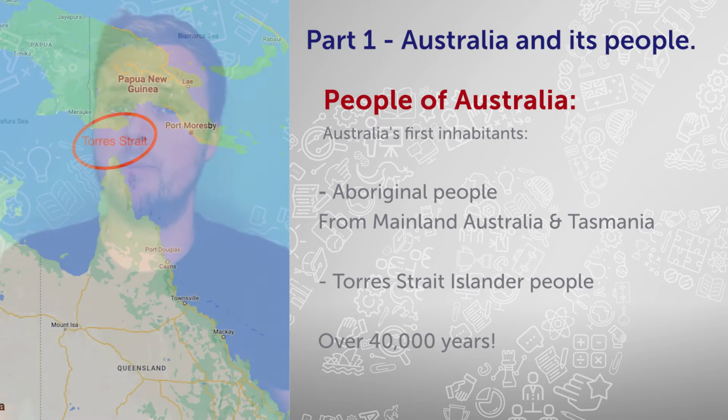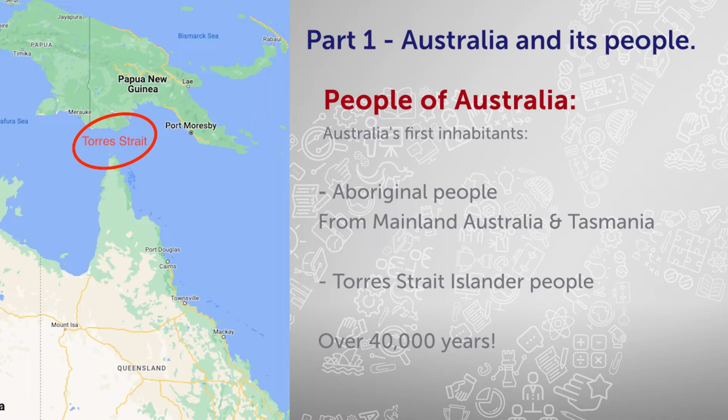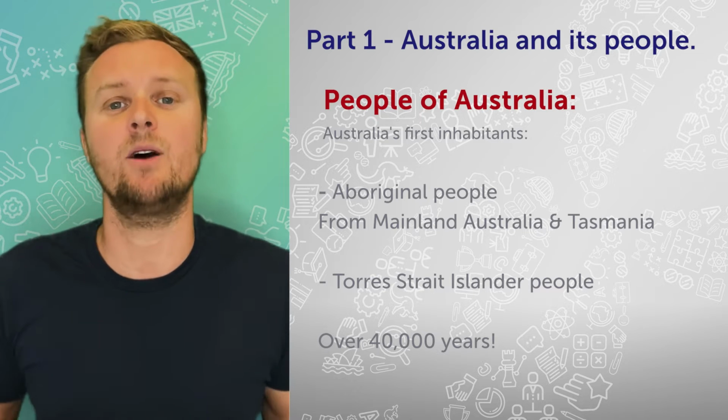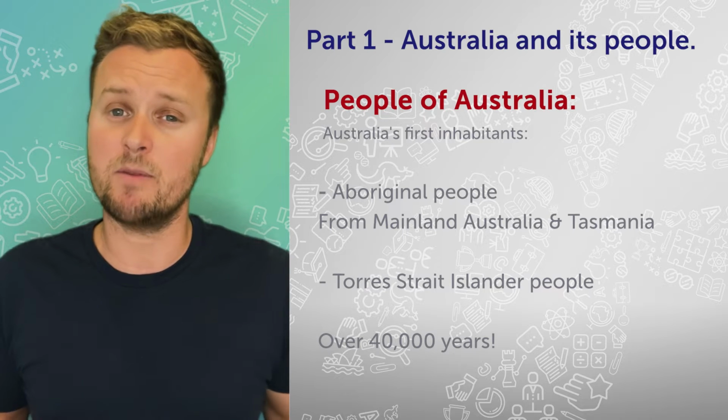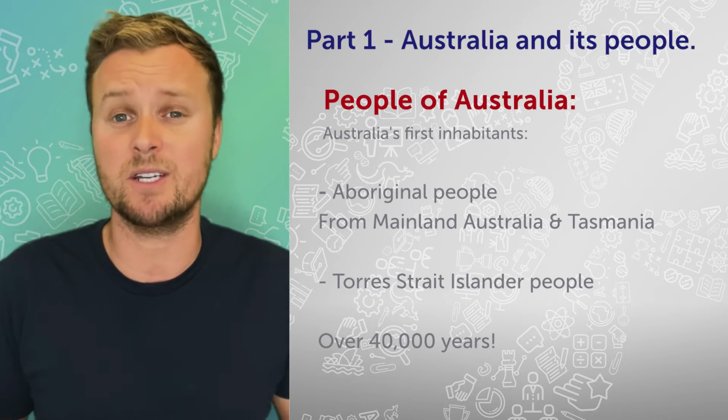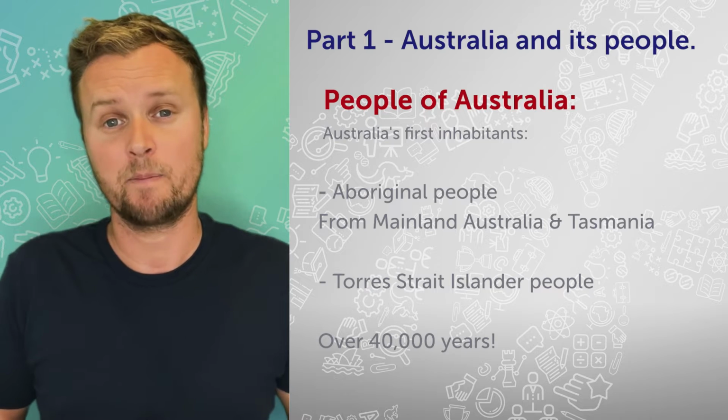Torres Strait Islander people, on the other hand, come from islands between the north coast of Queensland and Papua New Guinea. They have been in Australia for over 40,000 years, which makes them some of the oldest continuing cultures and traditions in the world. They also have a strong connection to the land, which is shown in their stories, art and dance. Now let's talk about the first Europeans that came to Australia.